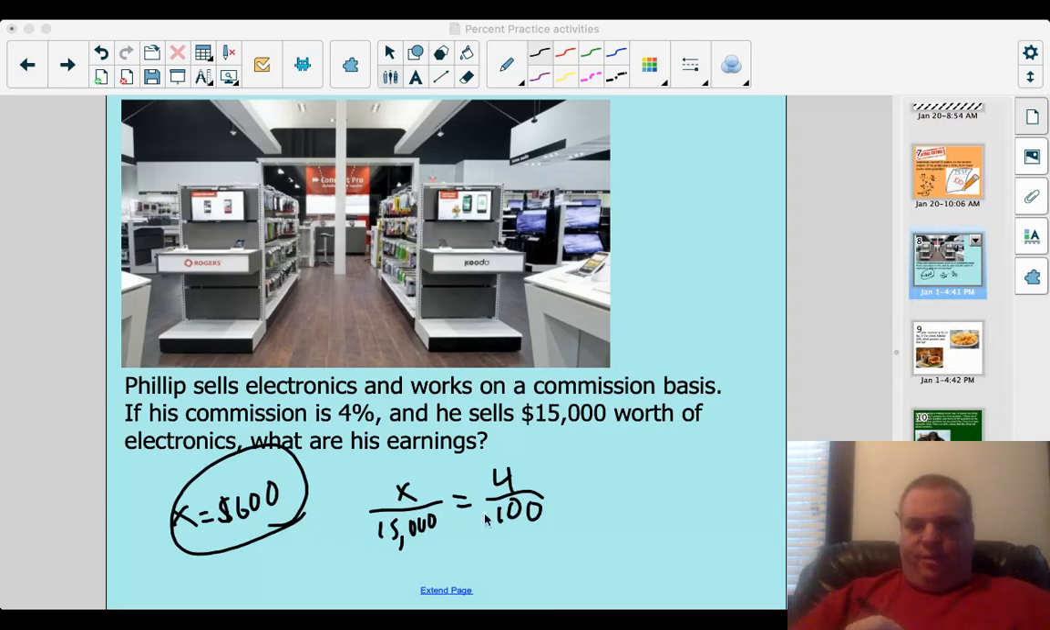So if we set up our proportion, this is 100. What we're trying to figure out is how much he earns, and he earns 4%. So the percent I'm using is 4. This is the percent he gets. This will be the amount he gets out of the total amount of 15,000. So if you do your cross multiplying here, you should get $600.